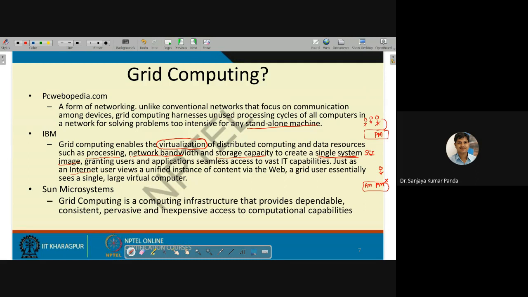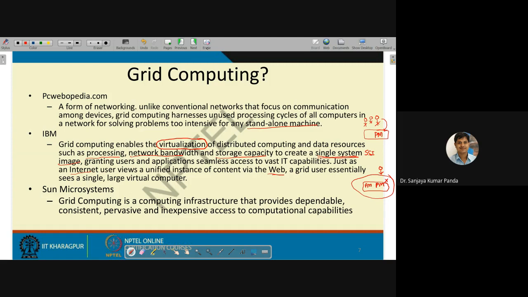So that's why it says the internet users view a unified instance of content via the web. A grid user essentially sees a single large virtual computer. So for a user, this entire thing is a virtual organization or a large virtual computer.